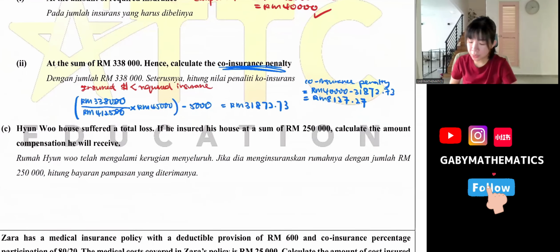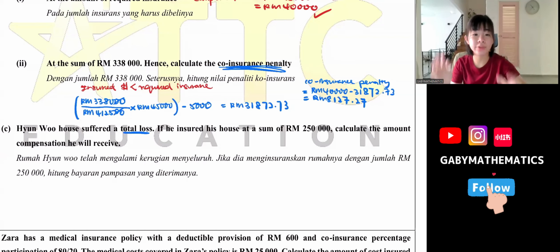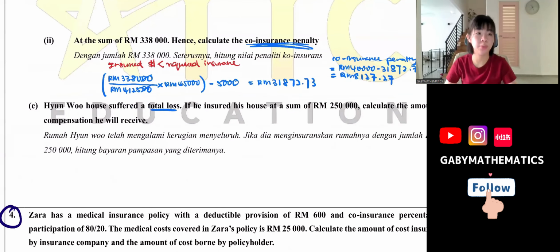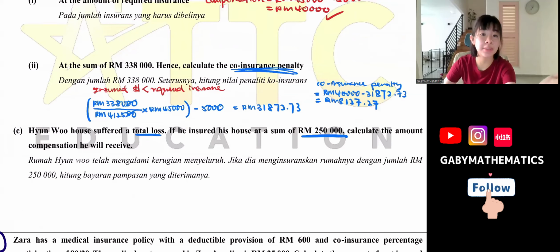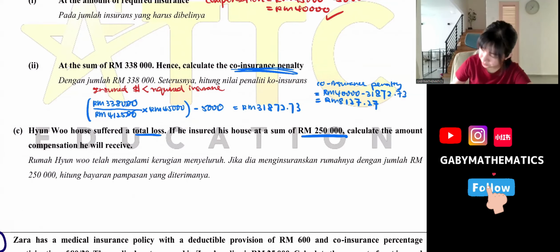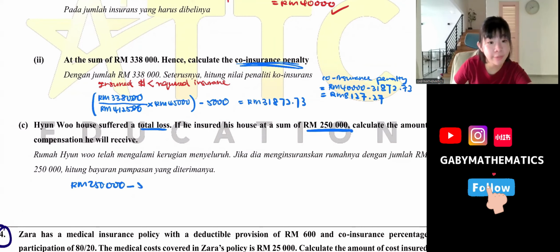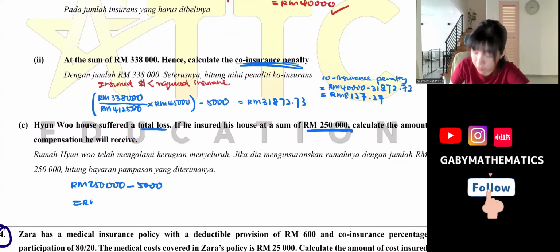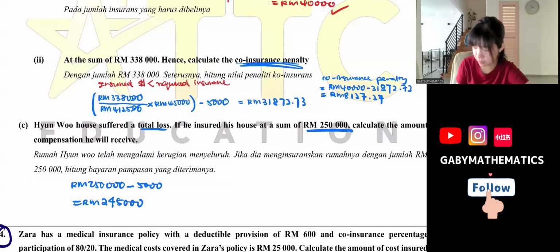Then last one. Now, will Wu House suffer a total loss if he insured his house at the sum of 250,000? Calculate the amount of compensation he will receive. So this is the third situation when the house is a total loss. So for total loss, it just depends on how much insurance he insured, then minus deductible. Okay, that's all. So he insured at 250,000, then 250,000 minus 5,000 deductible, and he will get 245,000.